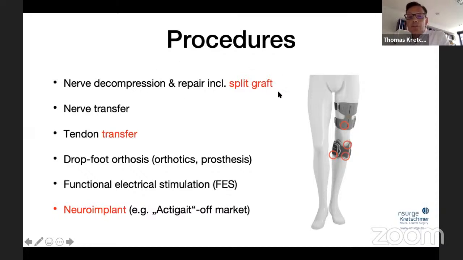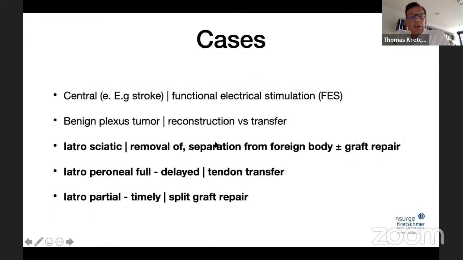There's also the point for split graft repair. And I think these can fare a lot better. Then about tendon transfer, about functional electrical stimulation. And if you also think about stroke, and this can be a role for a neurosurgeon as well, neuro implants. You see one here. This is supposed to be for stroke patients, where you actually get not only a stimulation for the peroneal nerve, but also for the upper muscle groups.